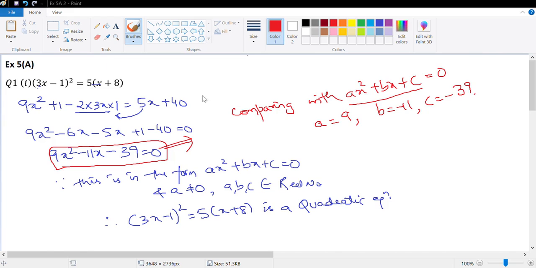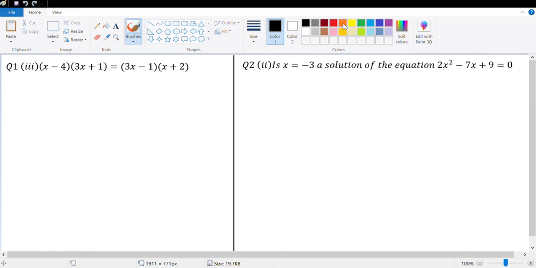Let's look at the next one. The next one is figure out whether this is a quadratic equation or not. Again, we'll have to multiply this and see if we can put it in the form ax squared plus bx plus c.